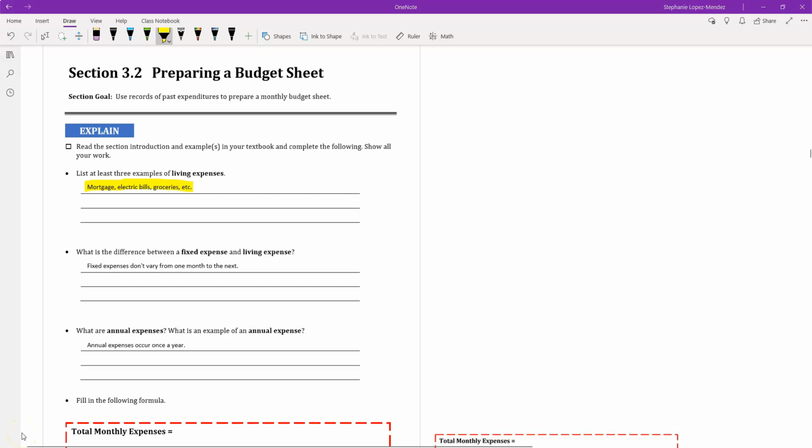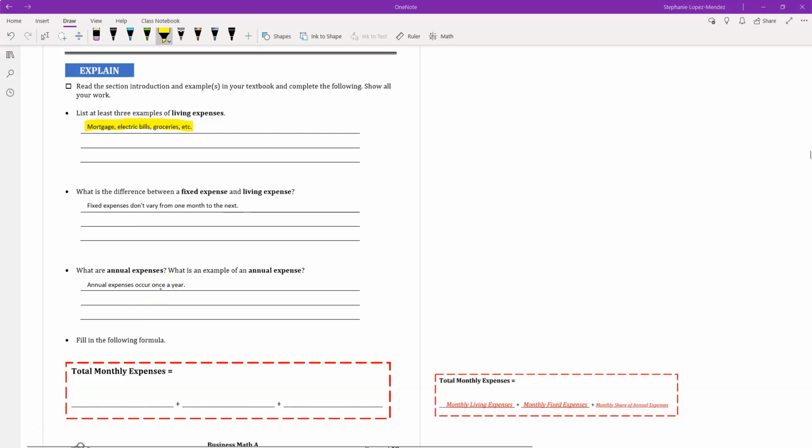So in question number 2, it says, what is the difference between a fixed expense and living expense? So the difference is that fixed expenses don't vary from one month to the next. An example of that could be your rent. Your subscription to Netflix, for example, is something that you will constantly be paying for the same amount.